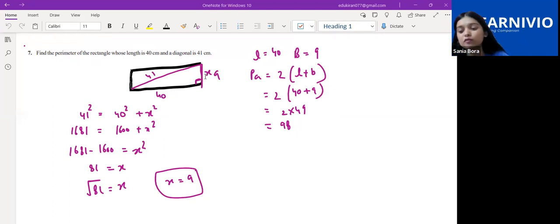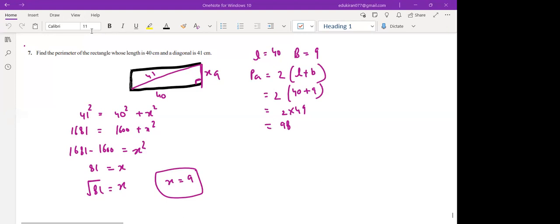So what is the perimeter of a rectangle? 2(L plus B), right? So this is what you have to do. That's it. Quickly note it down. We will be doing the last question and then we are done. Clear to everyone? Only Priyanka has to do it. The others have already done it, so no problem with the others.